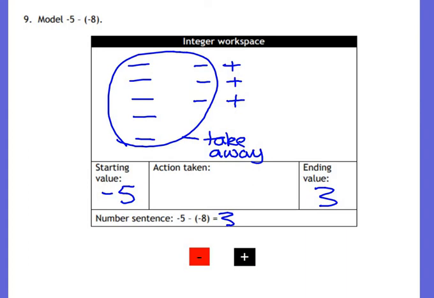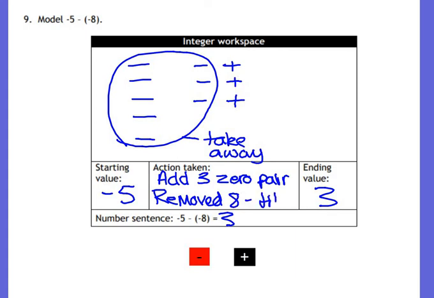Let's recap the actions that I took. Started with a negative 5. What did I do after that? Add 3 0 pairs. Then what did I do? Subtract 8. I removed 8 negatives. Then I was just left with a positive 3. Some of you aren't writing your action steps, and you might wish you had.